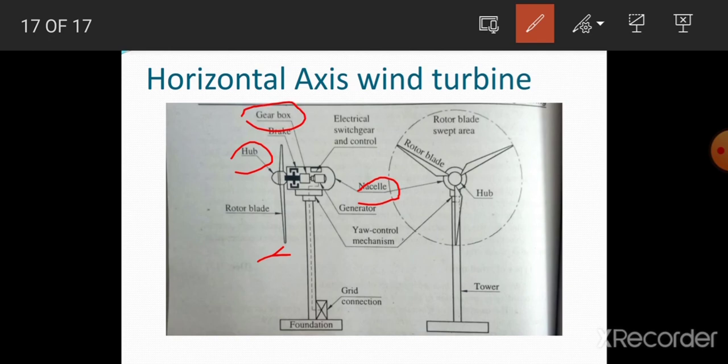So here a gearbox is used. From the gearbox, the transmission shaft rotates the generator with a built-in friction clutch. The gearbox is provided to increase the speed to suit the generator. So what does the generator do? The generator is generally connected to the grid.